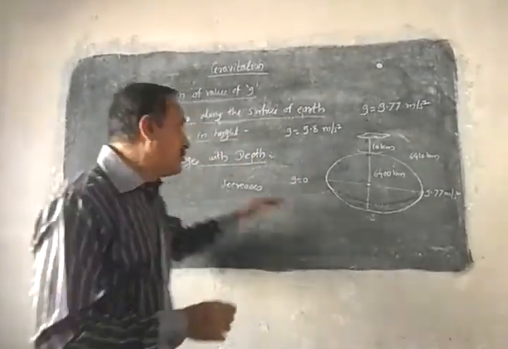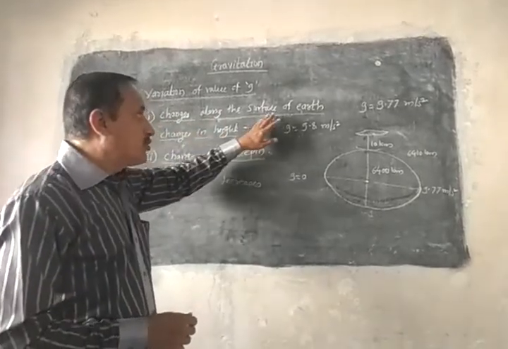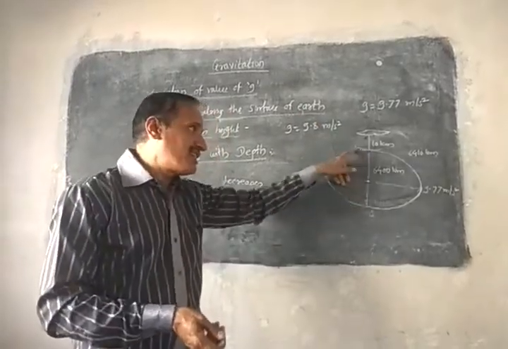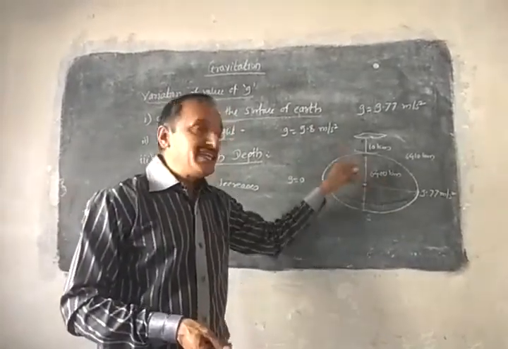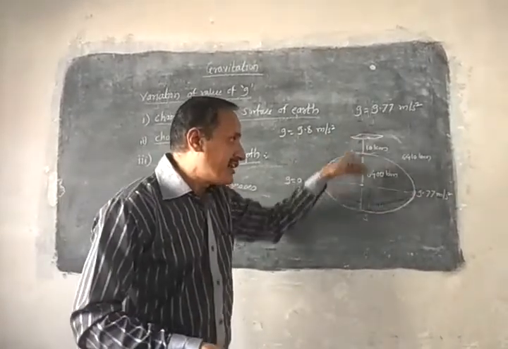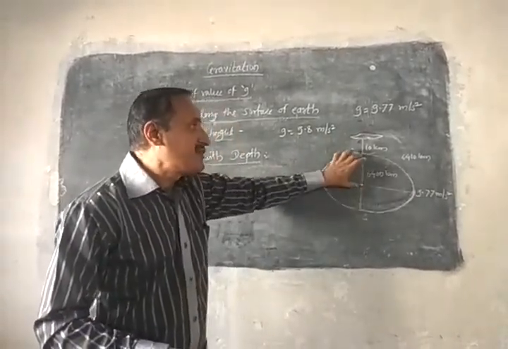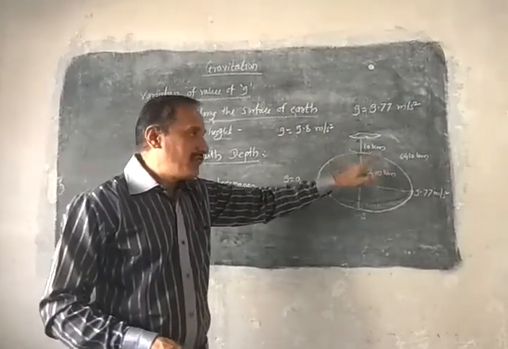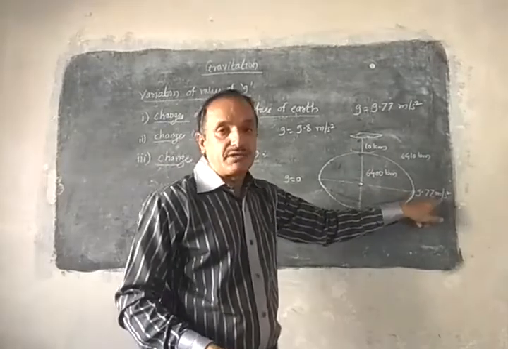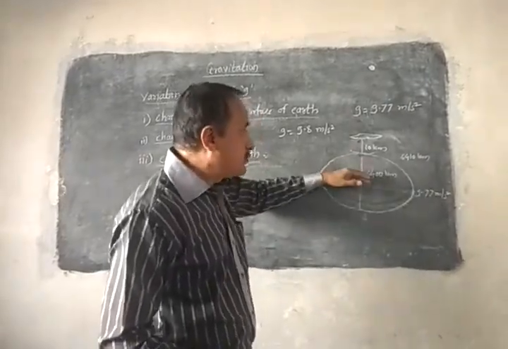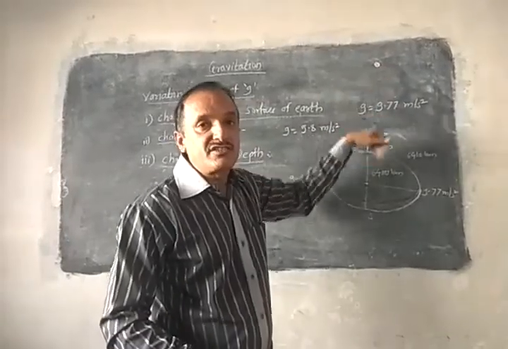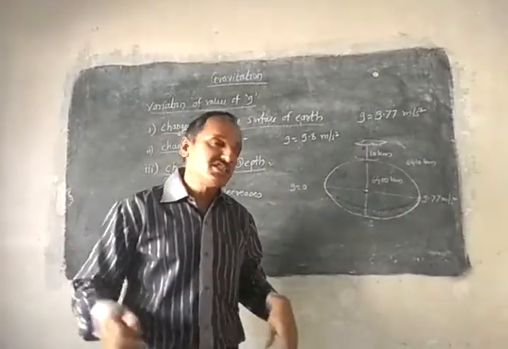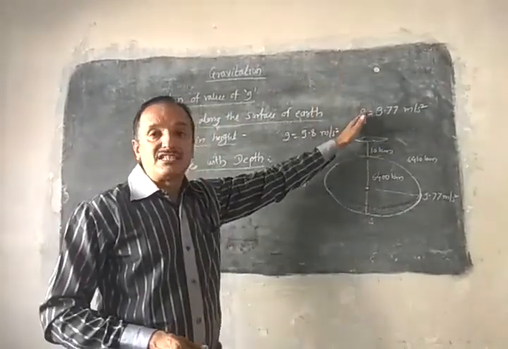One thing you have to remember: the first point you have seen is the changes along the surface of Earth. The shape of the Earth is not perfectly spherical, it is oval shaped, it bulges at the equator and is flattened at the poles. This distance is less, so the value of g at the pole is 9.83, while at the equator it is 9.77. But when you go away from the center of Earth, as the height increases, the value of g decreases, as the gravitational force decreases.